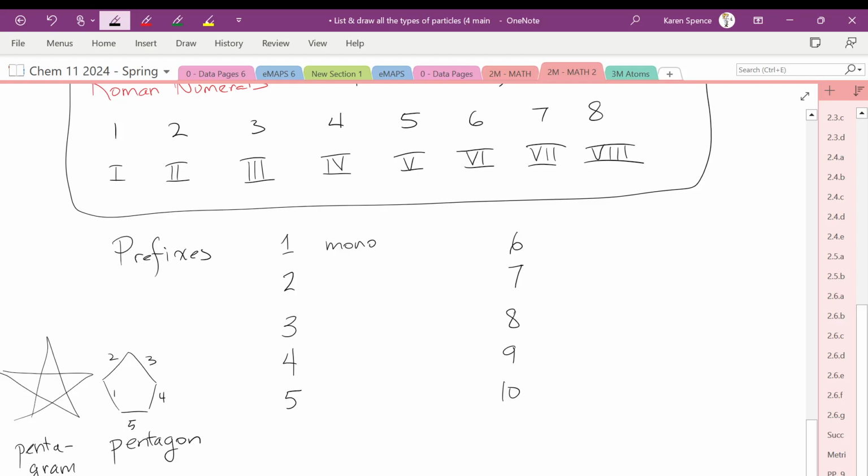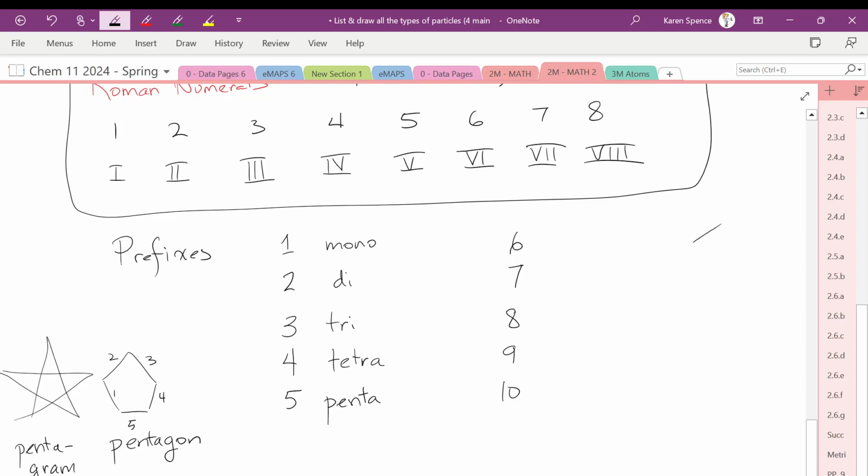So what's 1? Mono. 2 is di. 3 is tri. Did anyone remember 4? Tetra. Anyone play Tetris? All the little blocks are made of 4 squares. Did you know that? Count them. And 5 we just went through is penta.